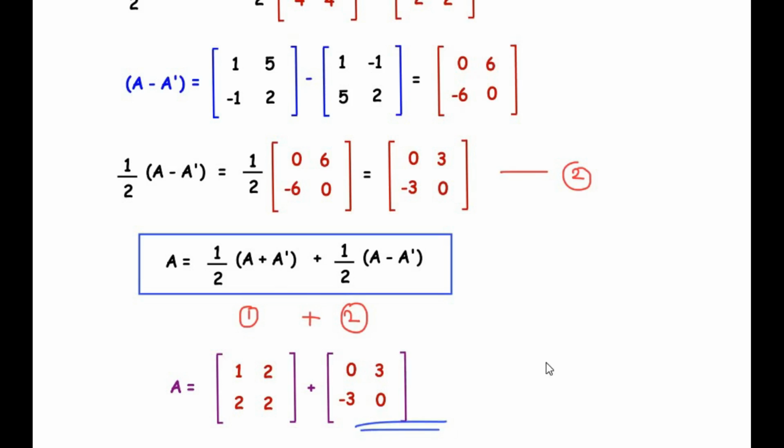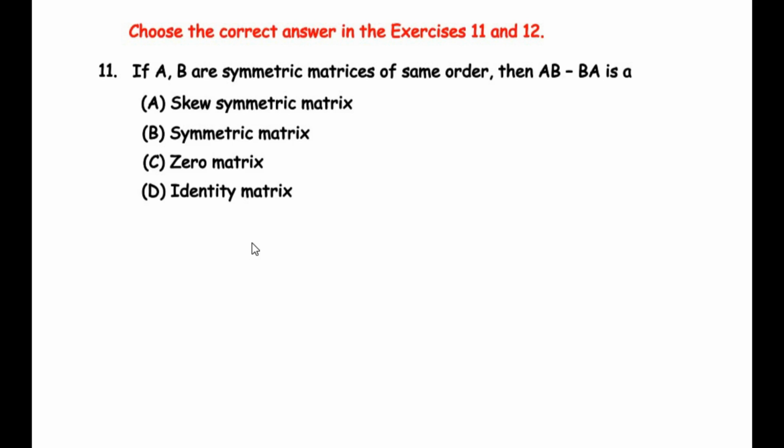So if you are trying it on your own, pause the video and check the values of the elements you have got. Now let us move on to the next question. Questions number 11 and 12 are multiple choice questions. If A and B are symmetric matrices of the same order, then AB minus BA is a.